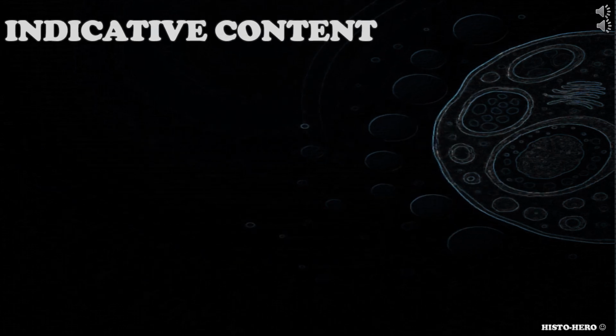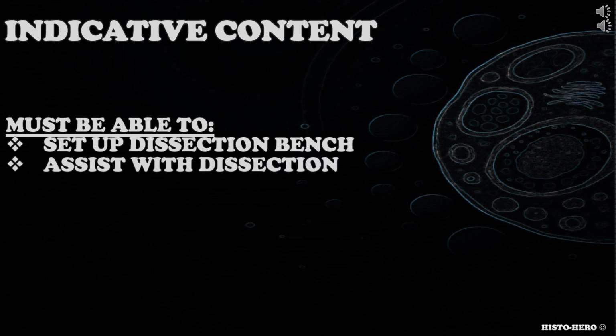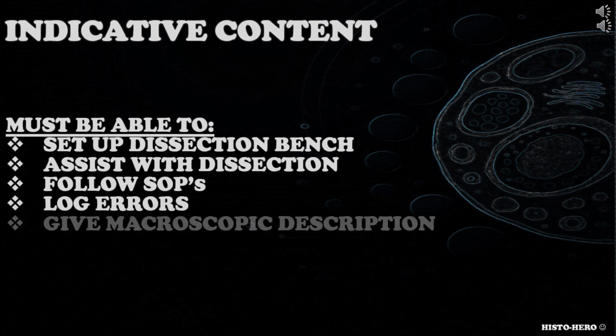Indicative content also highlights skills and competence the candidate is expected to be able to do. For this submodule, candidate must be able to set up dissection bench in preparation for tissue transfer and those performing specimen dissection. Assist in specimen dissections with a range of dissectors and take or set up equipment used for dictation. Follow SOPs, error logging. Give accurate macroscopic description of Category A specimens supported with audit relative to own scope.